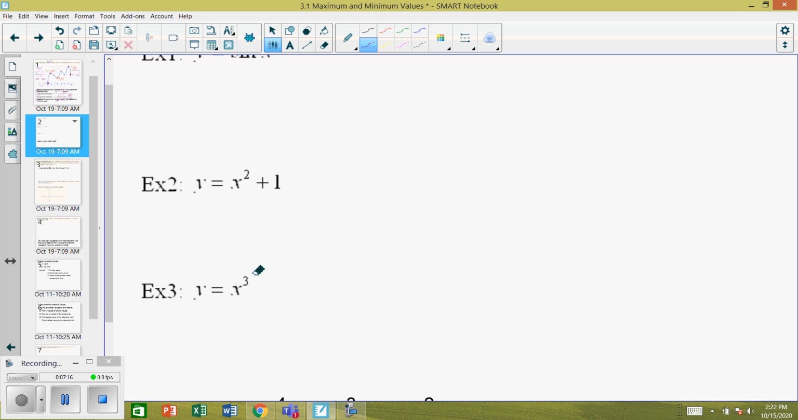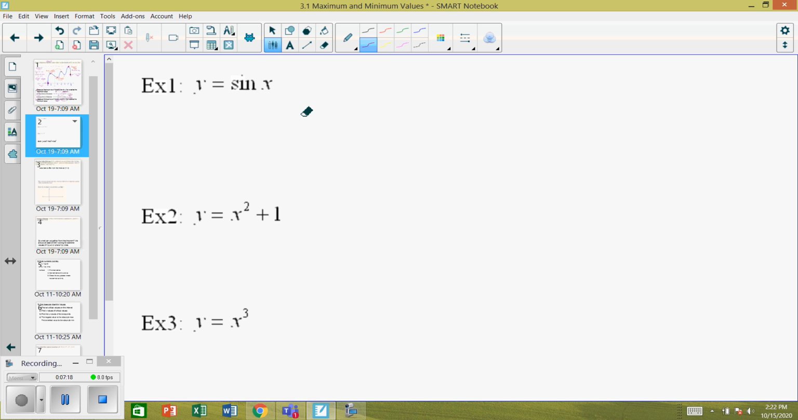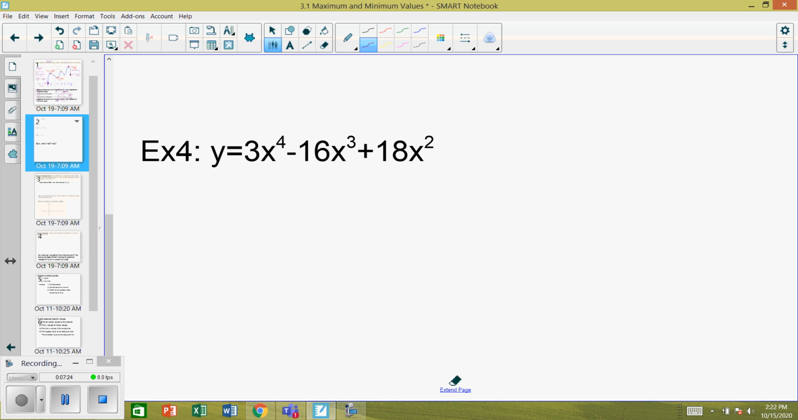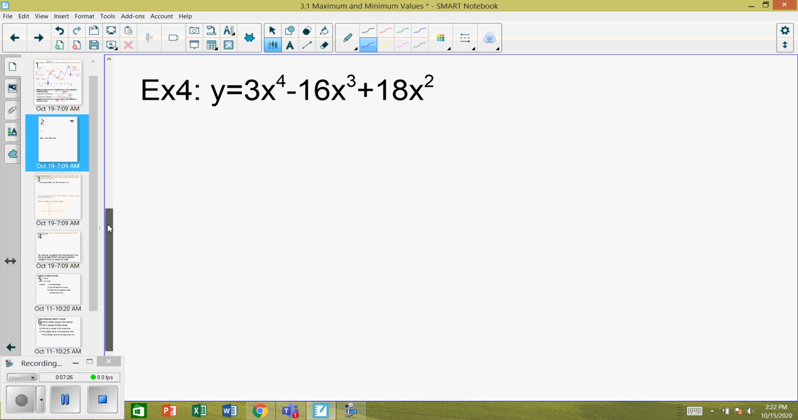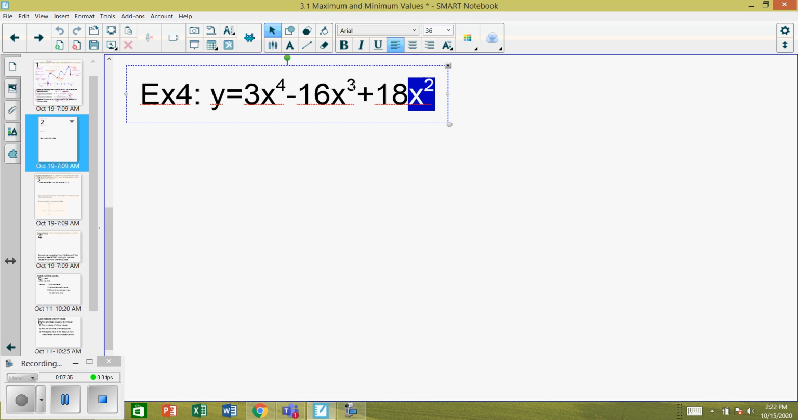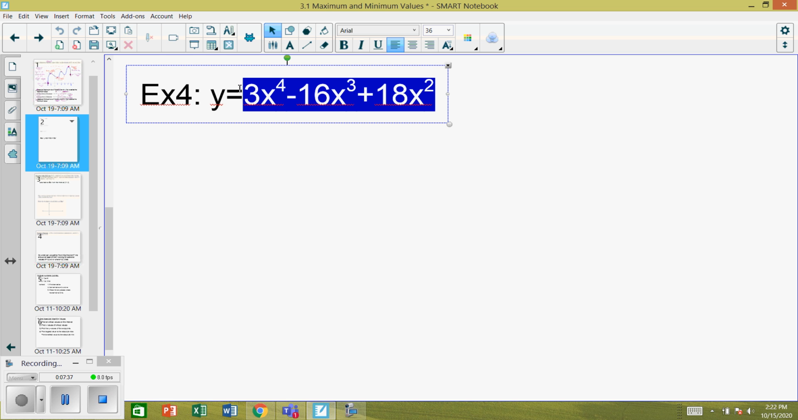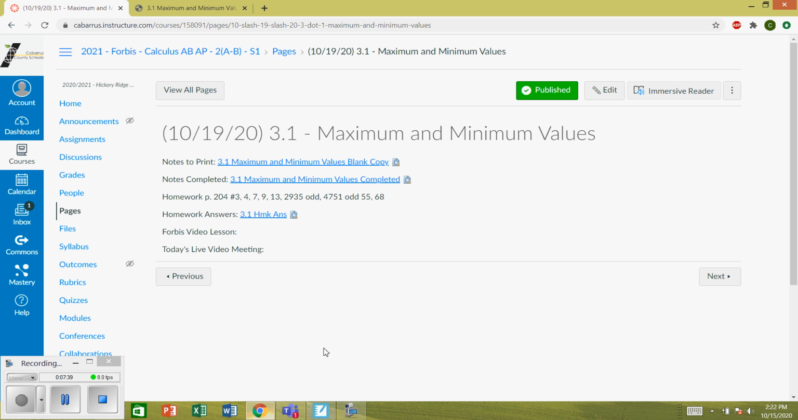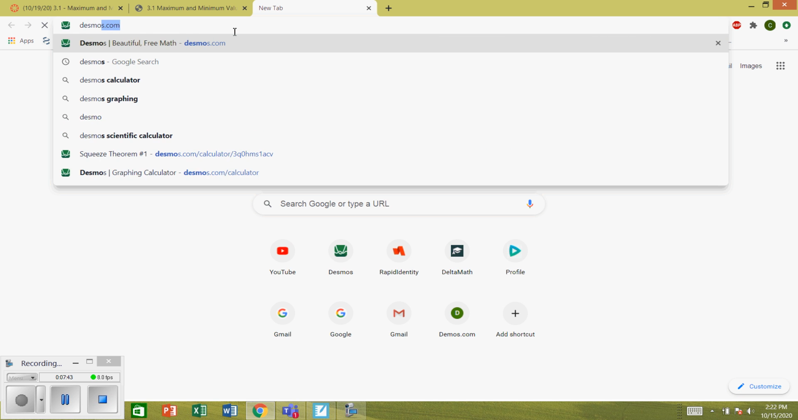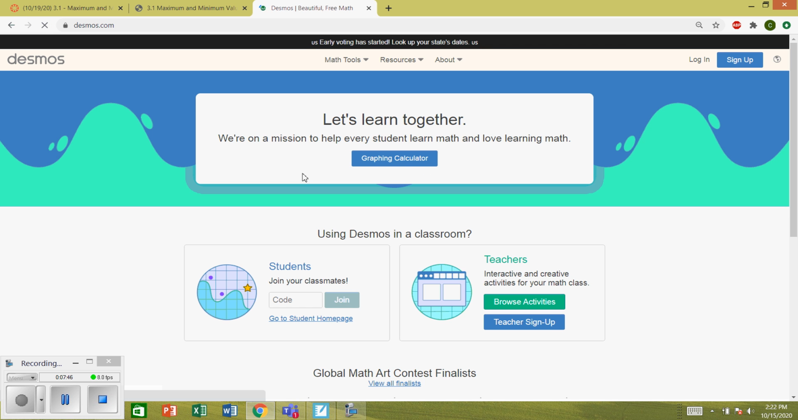I have a few examples that we can look at of maxes and mins and absolute maxes and mins: x squared plus 1, x cubed, sine of x. You've seen all these before. I'm just going to skip down to the fourth example, and I don't think we need much more than that. I encourage you to graph this function on your graphing calculator or in Desmos. I'll just show you real quick what it looks like.